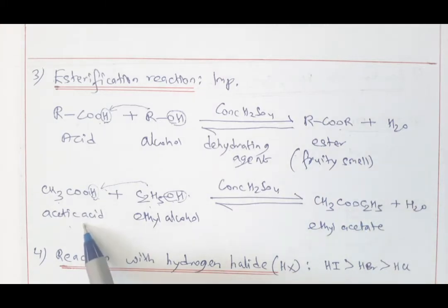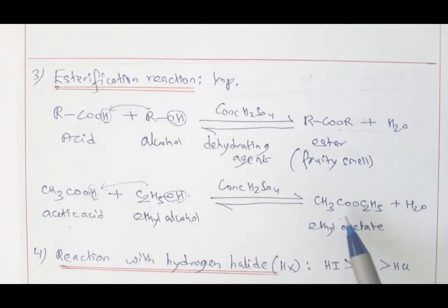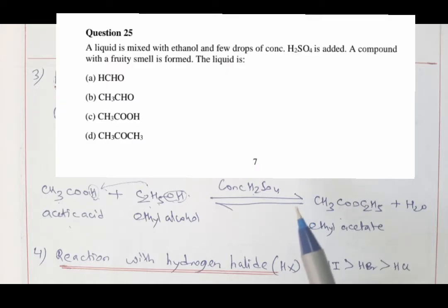So any acid reacts with any alcohol in the presence of a dehydrating agent like concentrated sulfuric acid, you always get ester, and such a reaction is known as esterification reaction. And the esters so formed are volatile in nature. We get a sweet smell, but the smell does not last forever. It is volatile in nature. Afterwards it will vanish.